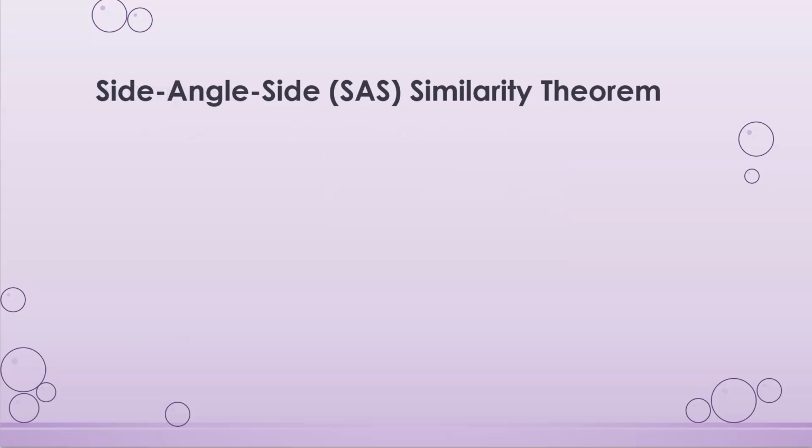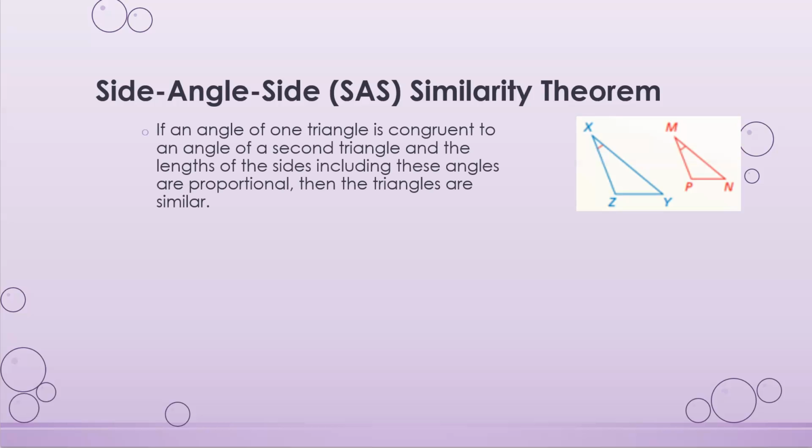There's a third and final theorem that I can use to prove triangles are similar. It's the side angle side similarity theorem. So if the two sets of sides are proportional and the angle in between them is the same, then the two triangles are similar. So here is words of what I just said. I'll give you a few minutes to copy this down.